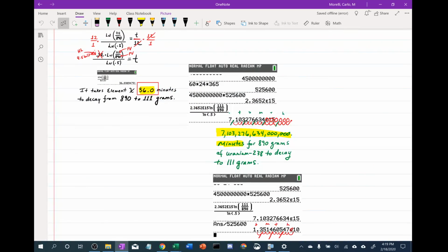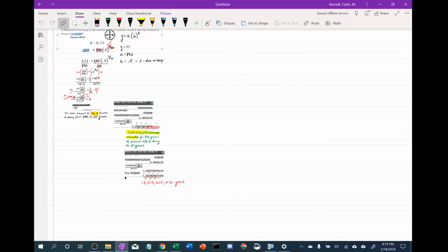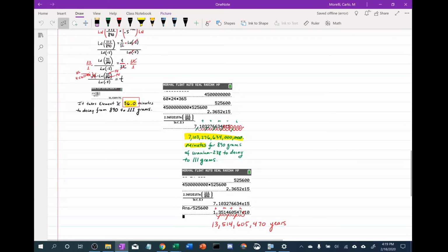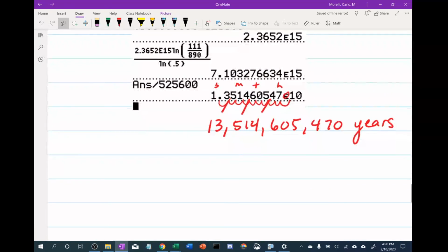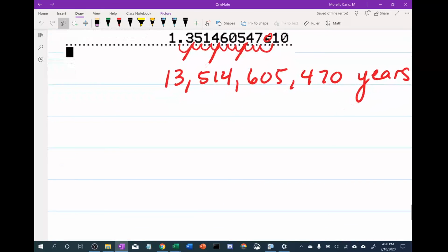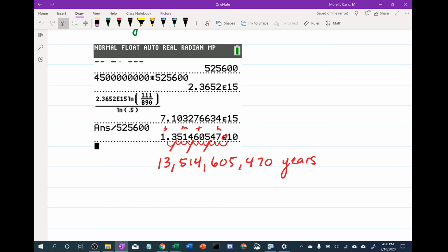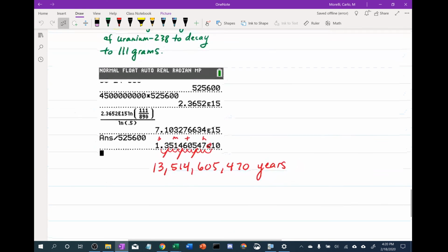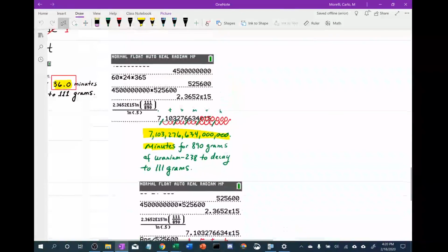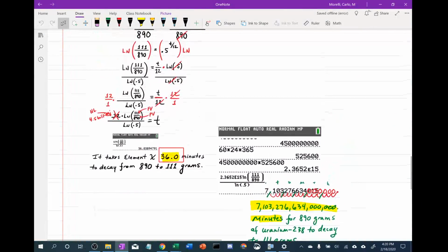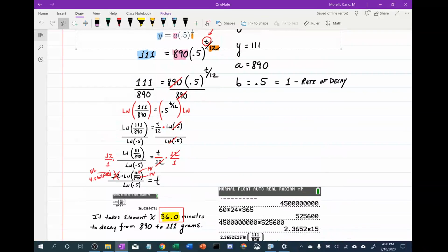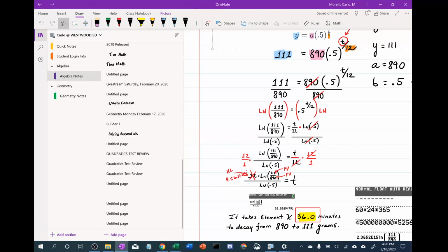And so we thought it would be fun to go on the internet and find other elements, to find actual elements with actual half-lives and decay rates. And we worked out that uranium-238 would take 13.5 billion years to decay from 890 grams to 111 grams. We really don't know if we're right or not, but we did try our best to figure that out using Google. So, yep, that's the end of the video.